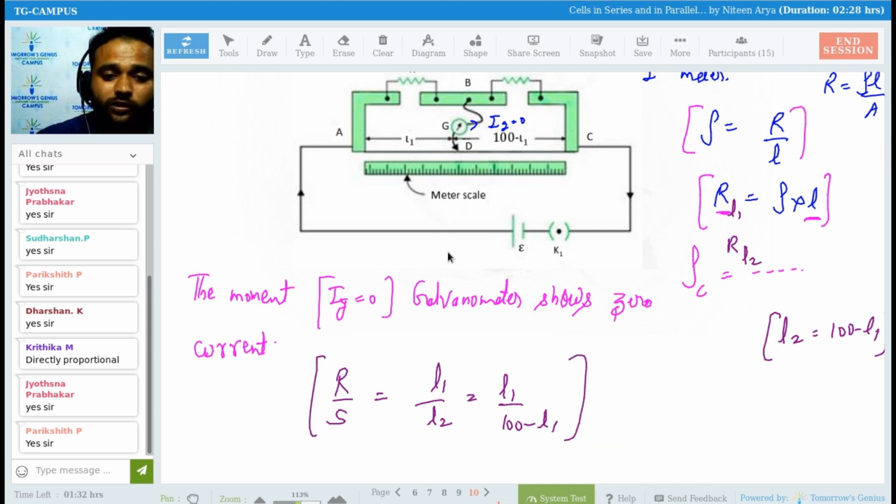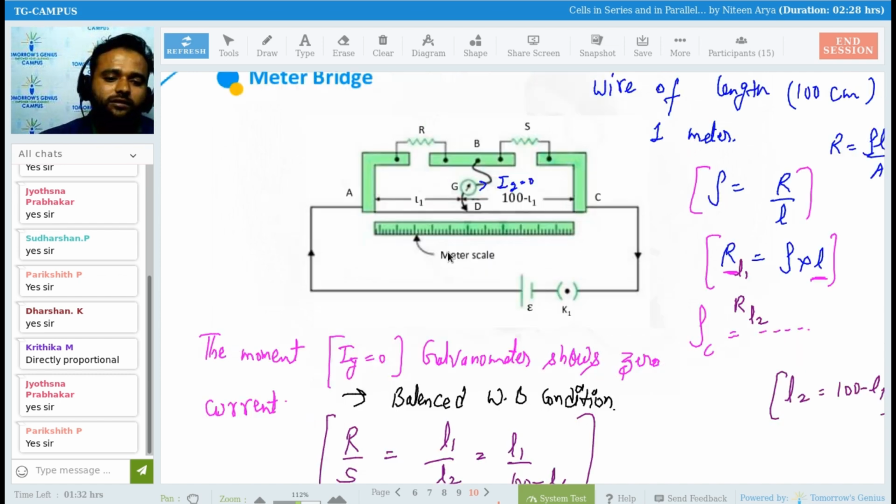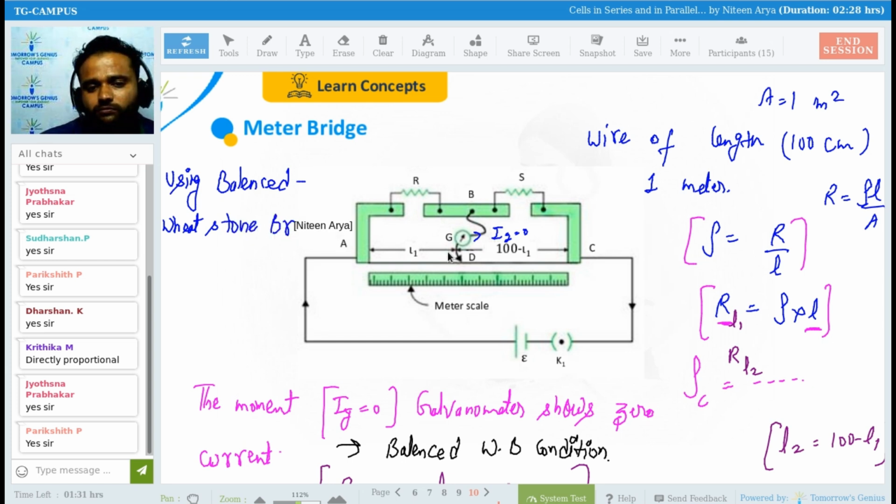Why so? Because at this particular moment this is a balanced Wheatstone bridge. Let me write in short form: balanced Wheatstone bridge condition. Clear? That is what we are going to see on the next page. Is it clear first of all what it is? Nothing new. We are going to use the balanced Wheatstone bridge condition. Okay, everything now you understand.